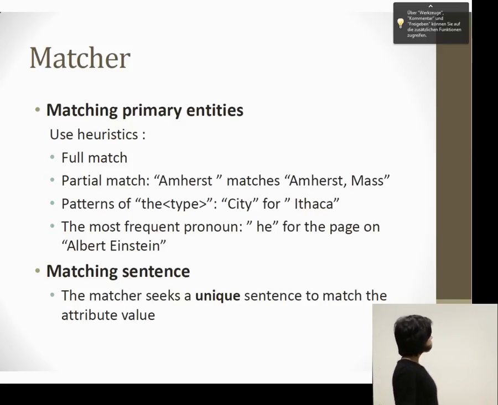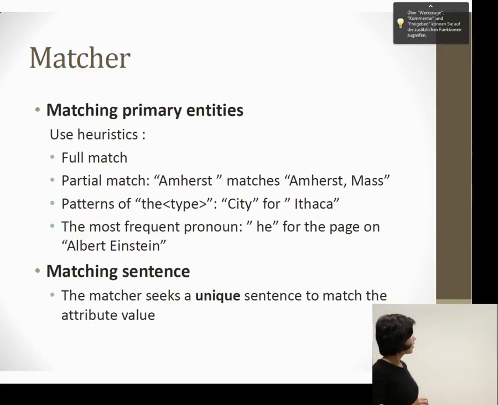So for finding this, we now use heuristics. We have different heuristics: full match and partial match. For example, Amherst matches with Amherst mask, and we use the pattern of type, because in most Wikipedia articles the first sentence is stylized.